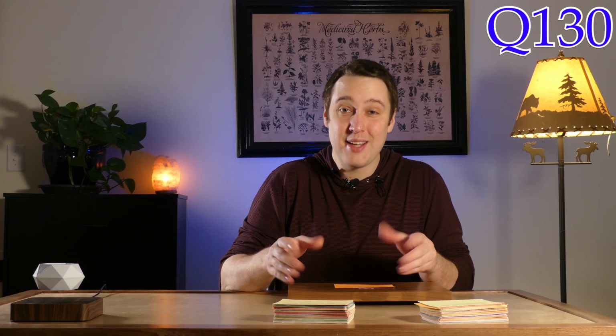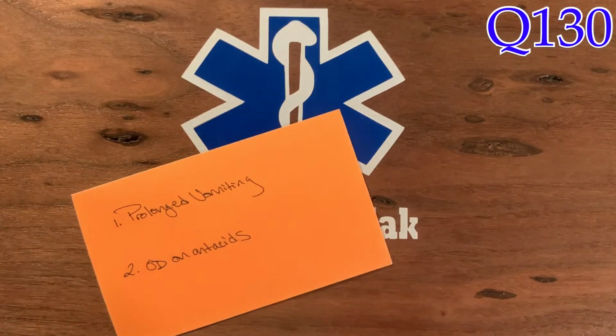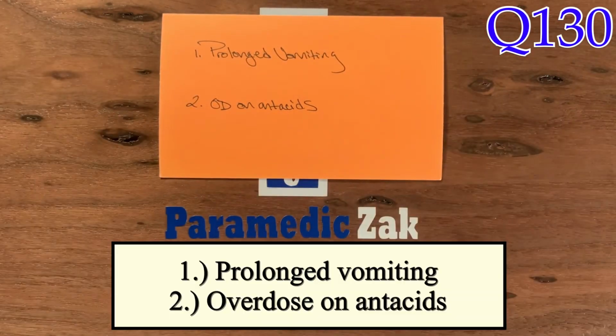So the two things to most likely cause metabolic alkalosis are, 1, prolonged vomiting, or 2, an overdose on antacids.